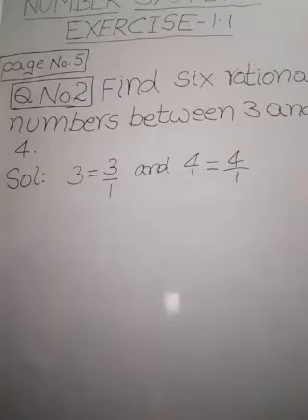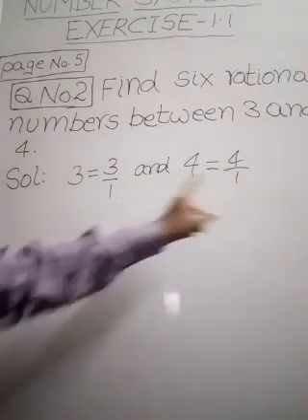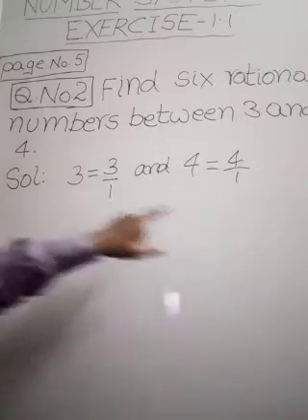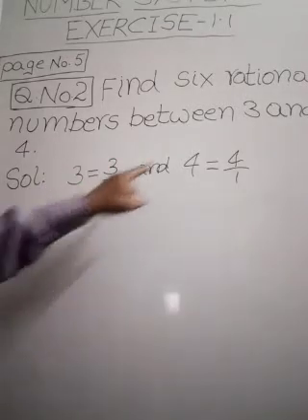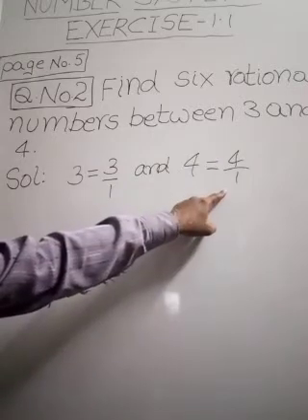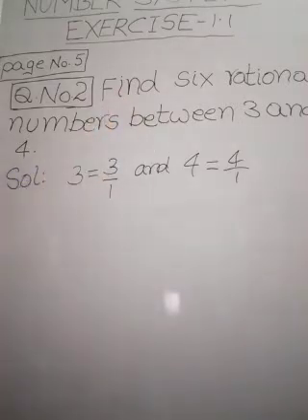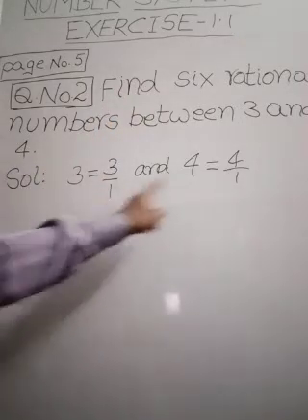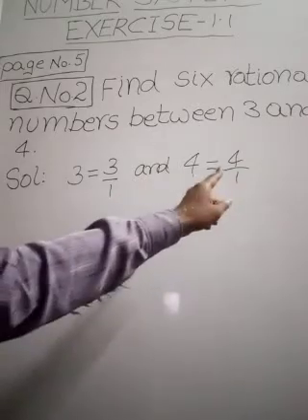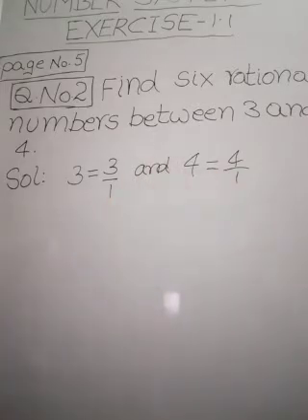Understood my dear children? Now if we observe, these two numbers are fractions, isn't it? Numerator is 3, denominator is 1. Here numerator is 4 and denominator is 1. Before writing the 6 rational numbers, first of all we have to check whether the given two rational numbers are like fractions or not. Do you remember the definition of like fractions? Yes. If the fractions have the same denominator, then they are said to be like fractions.